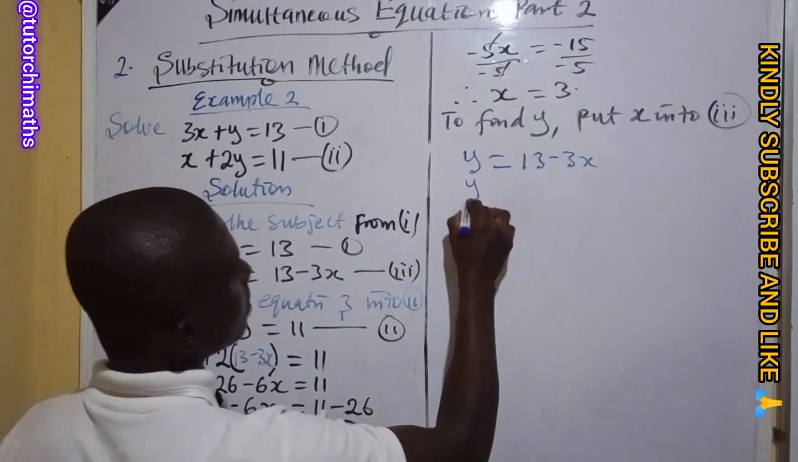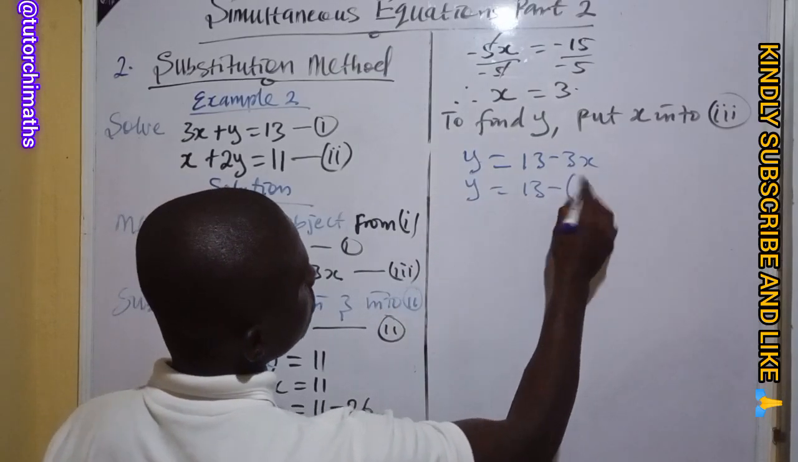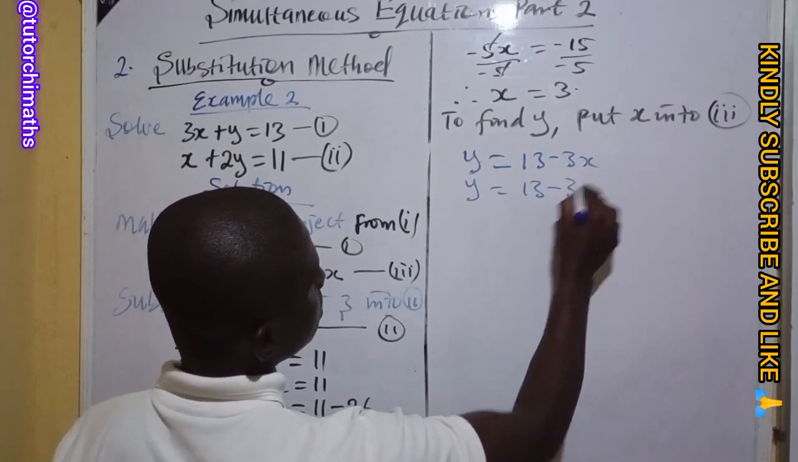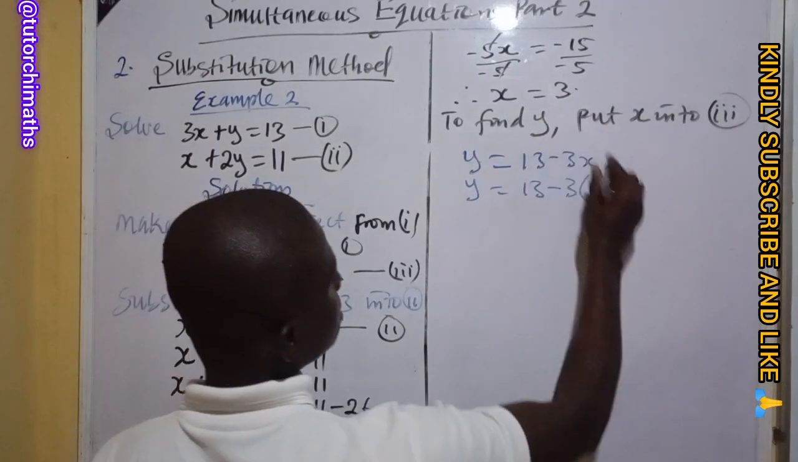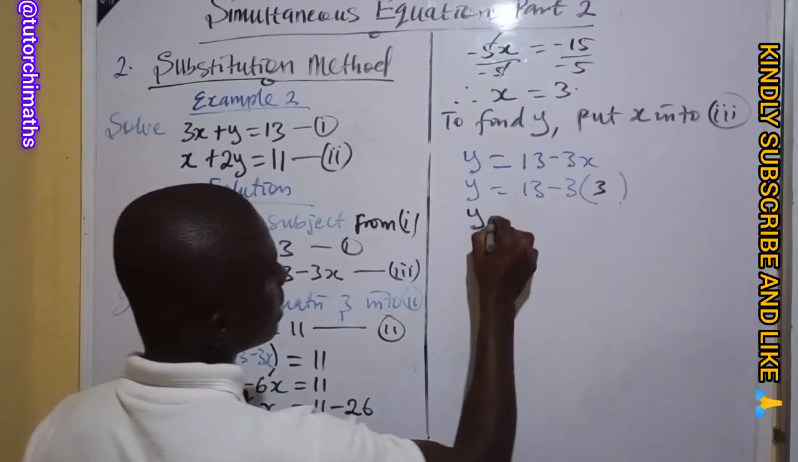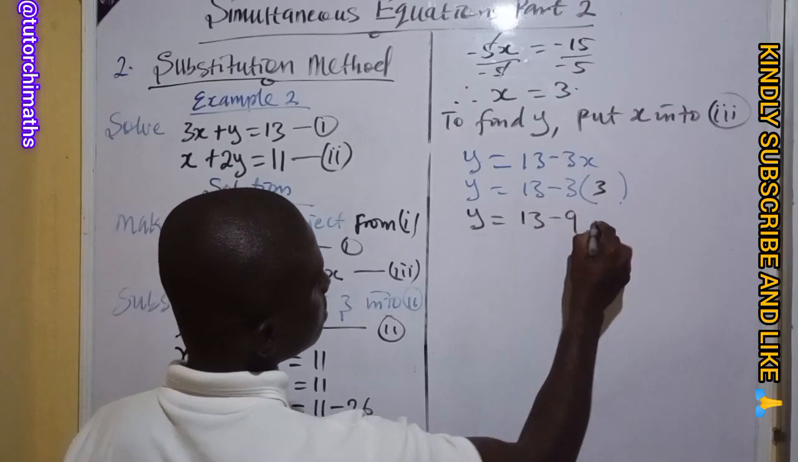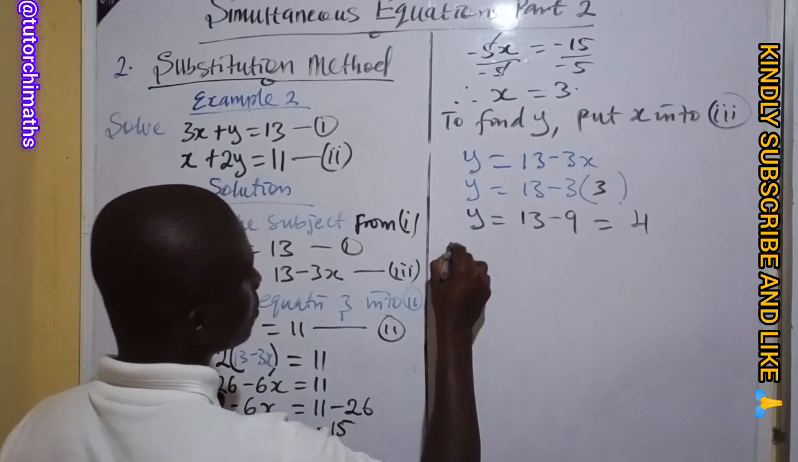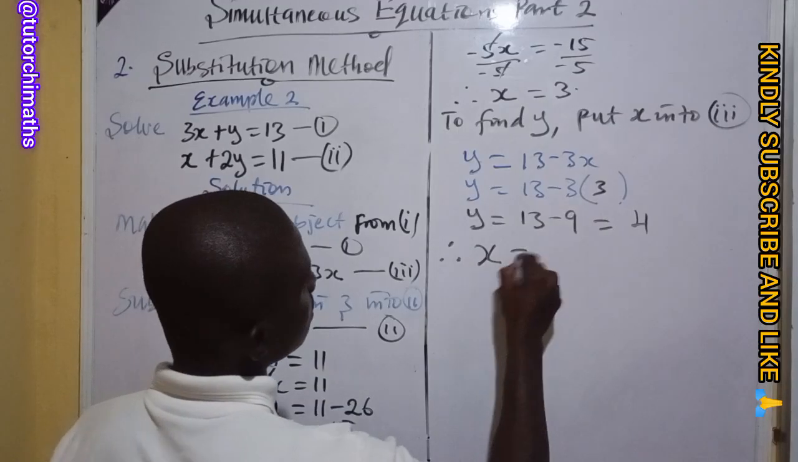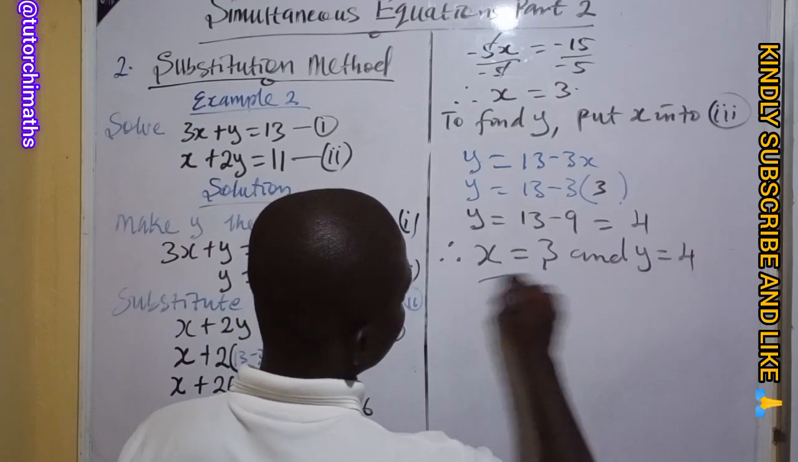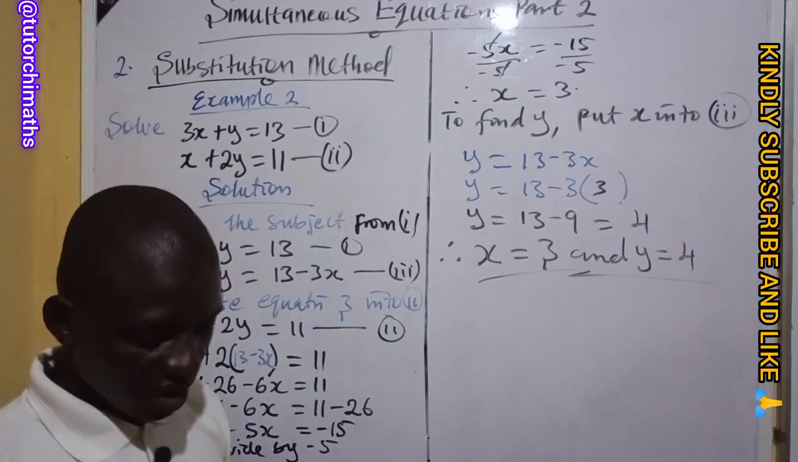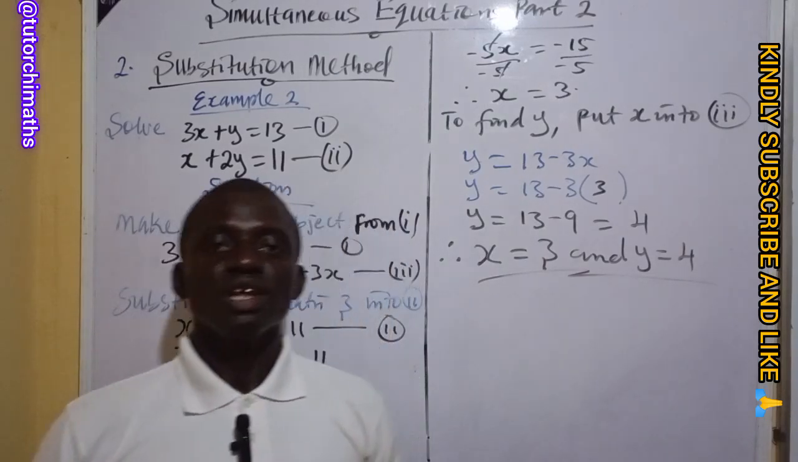Okay, so that y will now be 13 minus 3 bracket. What is the value of x? We substitute this 3 here. So we can have y equals 13 minus 9, which is 4. So we have that x is equal to 3 and y is equal to 4. These are the respective values we got when we used the elimination method.